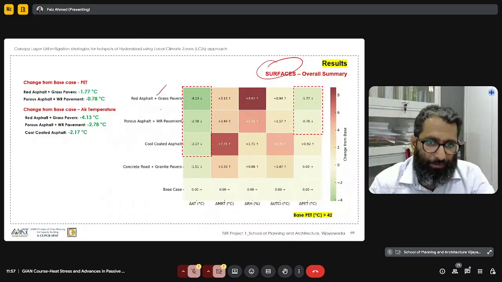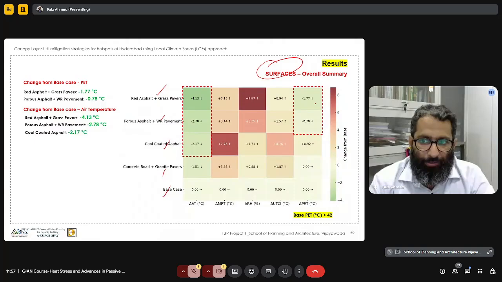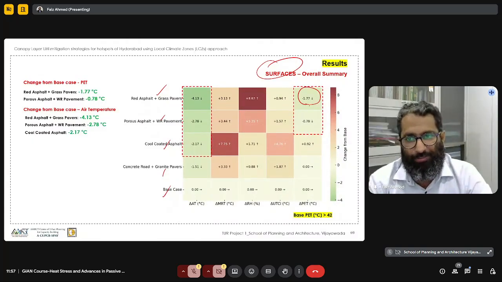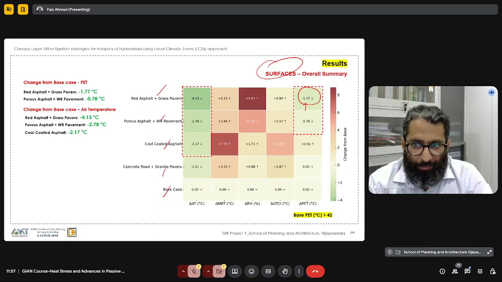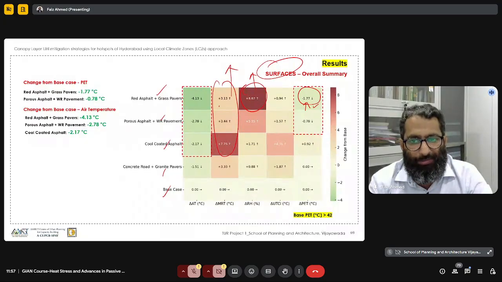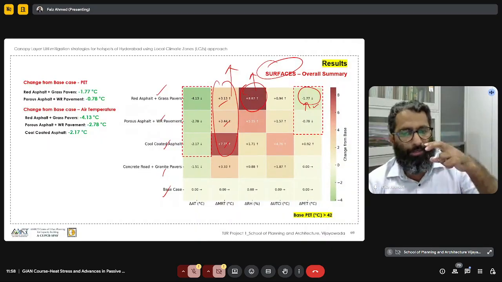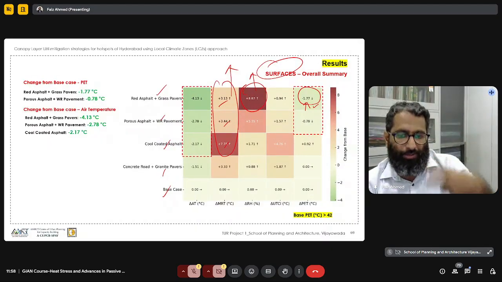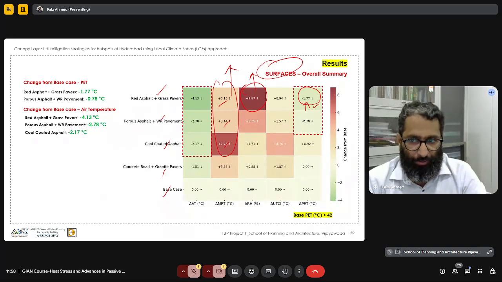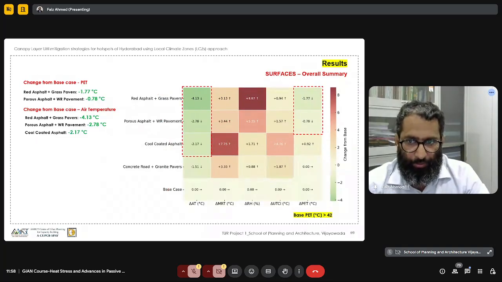These are the combinations of strategies that you can see here, and there's an improvement in PET by about 1.5 degrees Celsius. But although there's a benefit in terms of PET value, there is a significant decrease in RH value, and also you can see there's an increase in MRT value. So these strategies are making the environment drier, which is also not good, as has been pointed out.